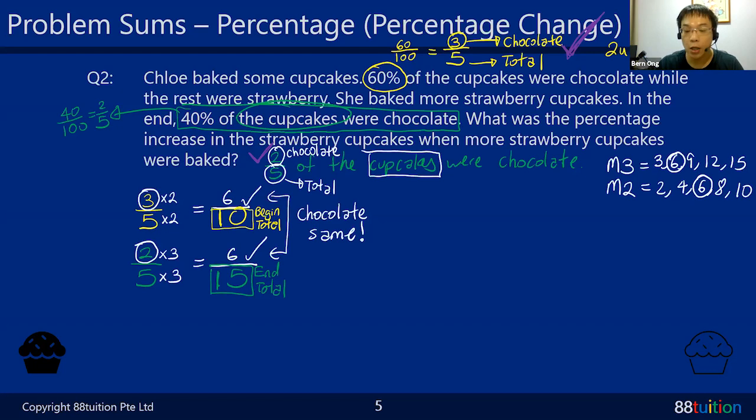That's what the question says: she baked more strawberry cupcakes. So from 10 units, the total becomes 15 units. How come? Because of the strawberry. Yeah, I can see that.